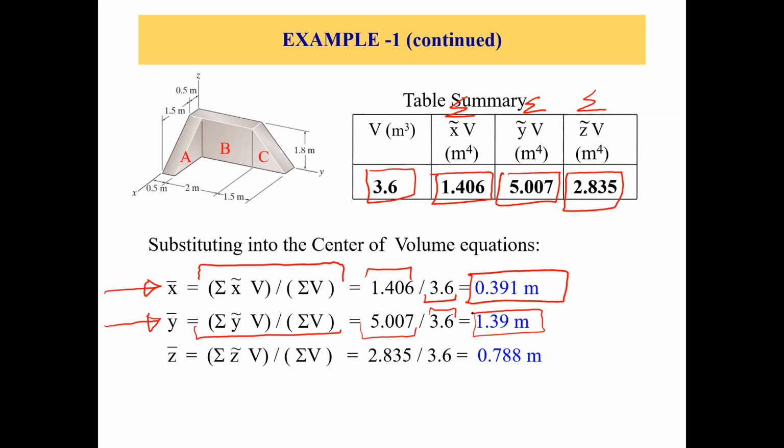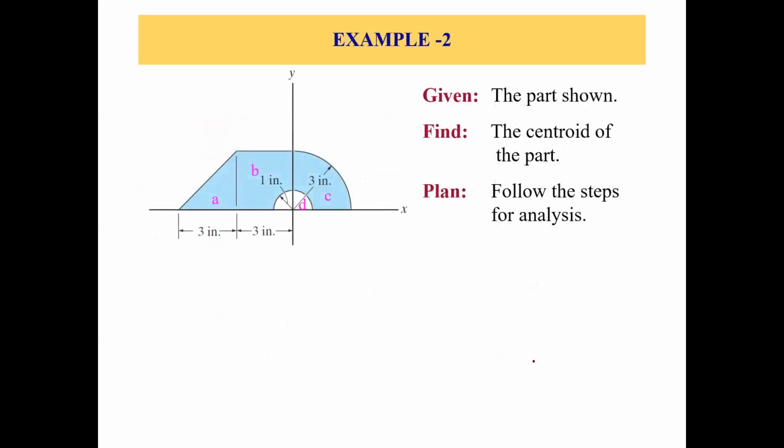whole composite body. And similarly, for Z bar, we use this equation, right? And we use these numbers to find out 0.788 meters as the Z coordinate of the center of volume of this whole composite body. Okay, so that's how we are done with this problem, and we found out the X bar, Y bar, and Z bar, X, Y, and Z coordinates of the center of volume of this composite body. Okay, so we are done with this problem. Now let's move over to problem 2.